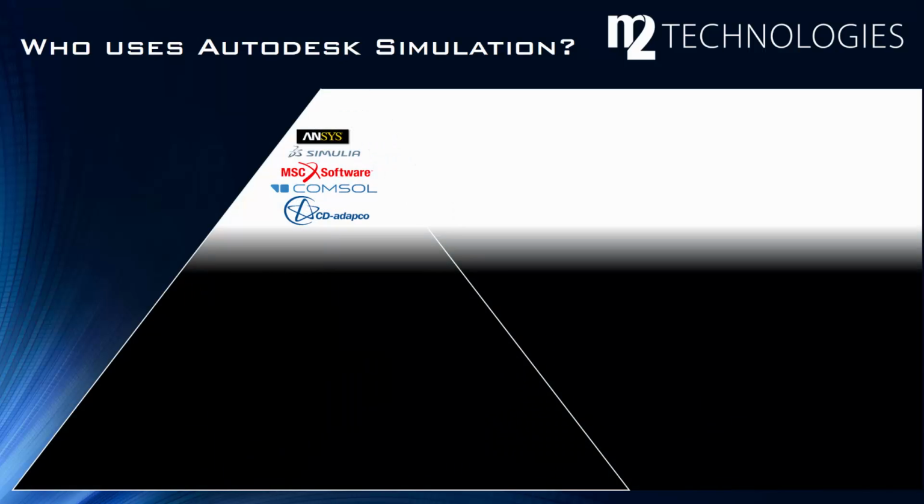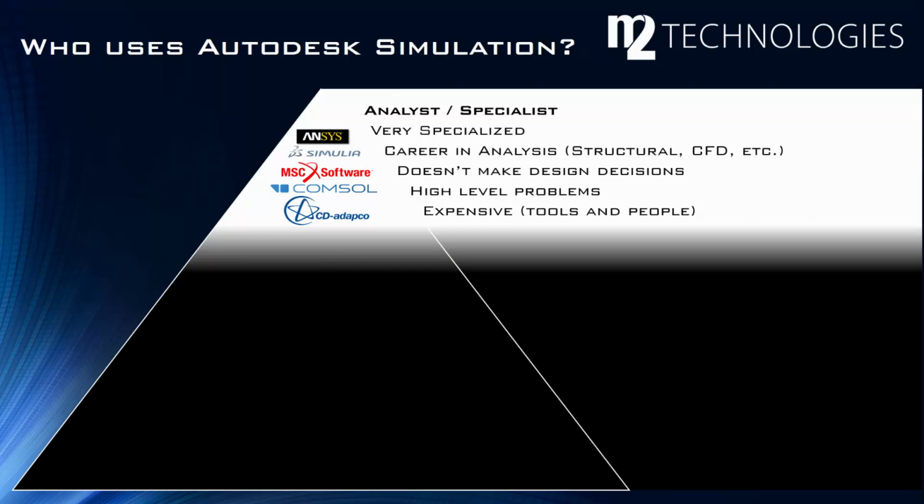This triangle represents the entire community of engineers and designers. Traditionally, highly educated and highly specialized individuals, represented by the top portion of the triangle, have been relied upon to perform FEA analysis. These individuals are typically career analysts. They are expensive people who use expensive tools. This type of analysis is often done at the end of the design cycle for validation purposes.